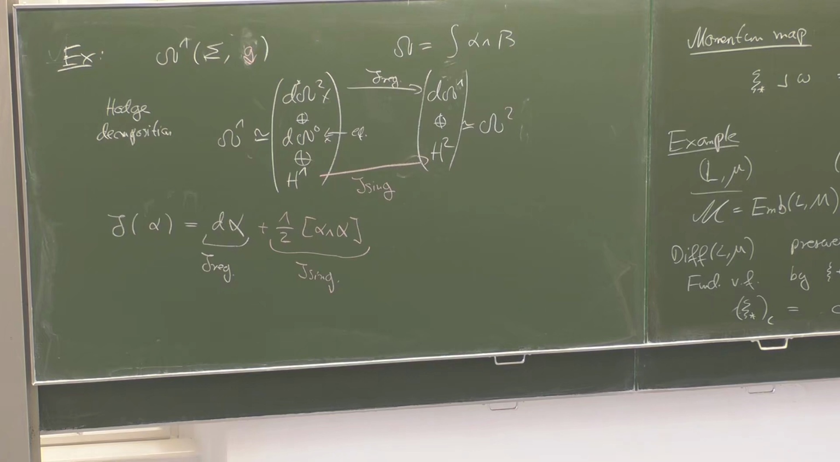And the third result, or the third step, sorry, I'm already over time. The third step is to show that the singular part is a momentum map for a compact Lie group acting on a symplectic vector space.